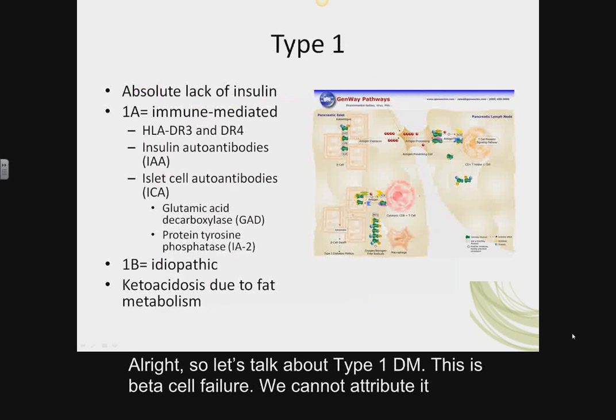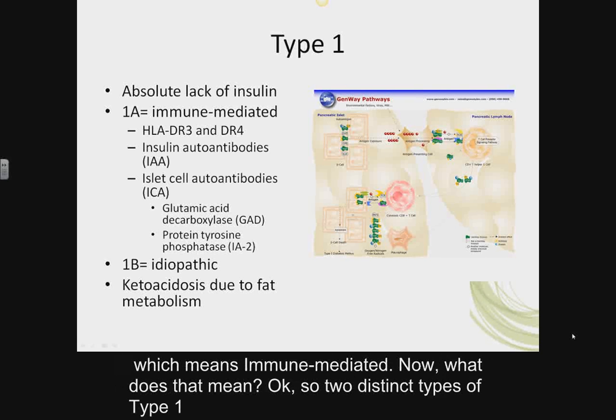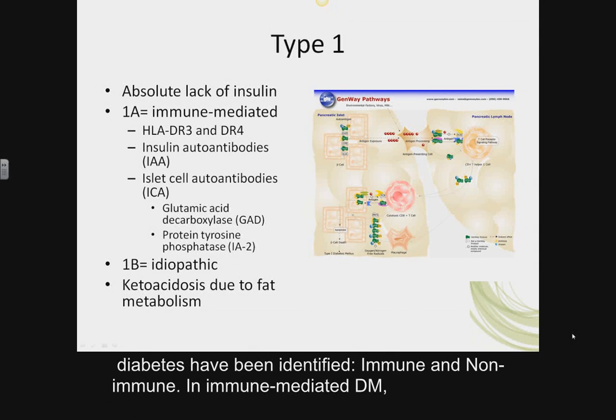Alright, so let's talk about type 1 DM. This is a beta cell failure. We cannot attribute it to some other insult or explanation. Most of the time, type 1 is going to be type 1A, which means immune-mediated. Now, what does that mean? Okay, so two distinct types of type 1 diabetes have been identified, immune and non-immune.